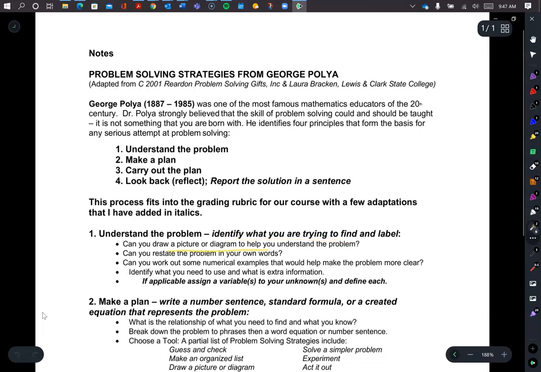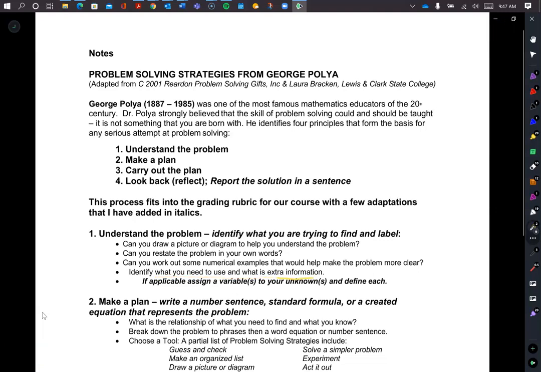Then draw a picture to help you understand the problem, restate the problem in your own words, maybe read it out loud. Can you work out some numerical examples that would make the problem more clear? Maybe put some numbers in to make it more concrete, or think of a situation. Then figure out what you need to use from the problem. A lot of times there's extraneous information that you can cross out.